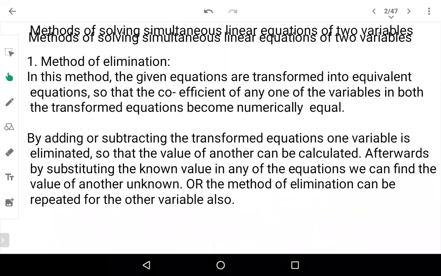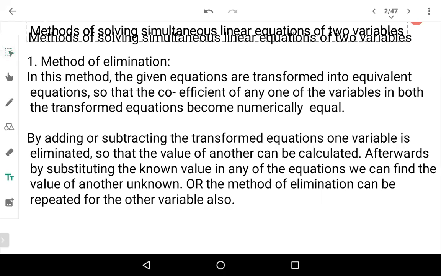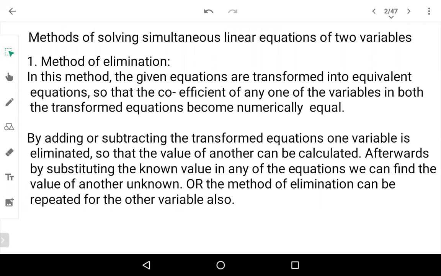Now let us go on and see how to solve them simultaneously. Methods of solving simultaneous linear equations of two variables. We have two variables, so we have to check how these can be done. In that, first one is method of elimination. So I told we have method of elimination and method of substitution. First one is method of elimination.